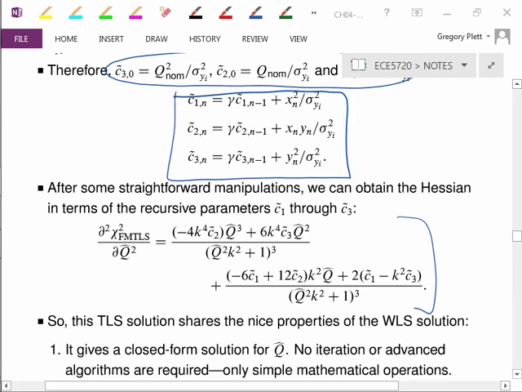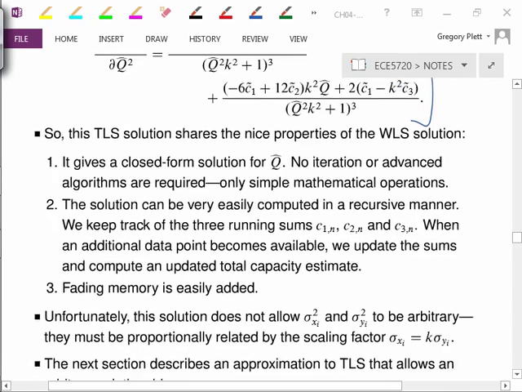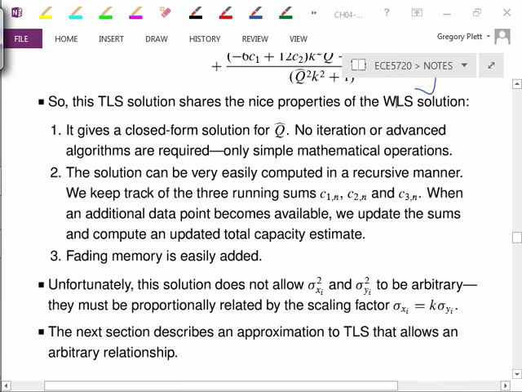So we have something really, really nice. This is a special case of the total least squared problem, and if this is in fact true for my system, that the proportionality between error and x and y is fixed, then this is the exact total least squared solution. And we have a closed form solution for q hat. There's no iteration needed, no Newton-Raphson iteration or some other advanced algorithm is needed to find q hat. Again, it's only simple math, multiplies and divides and adds and subtracts.